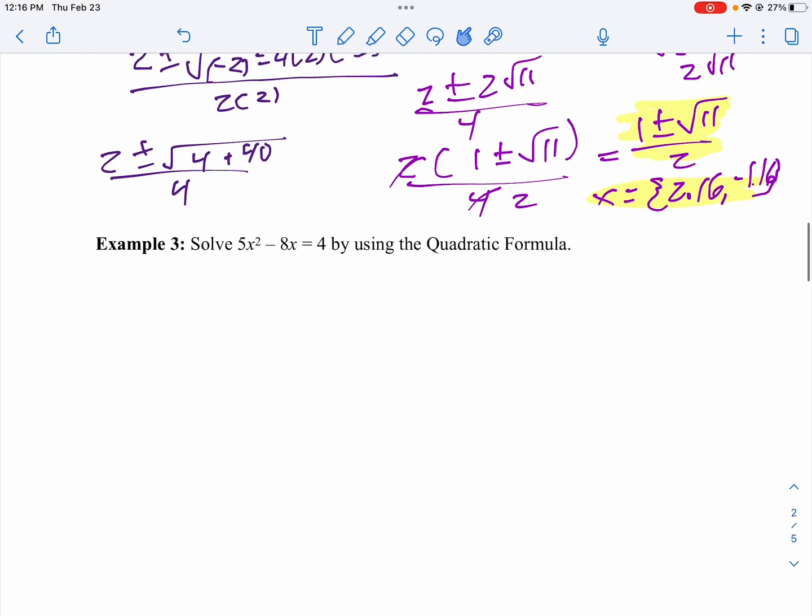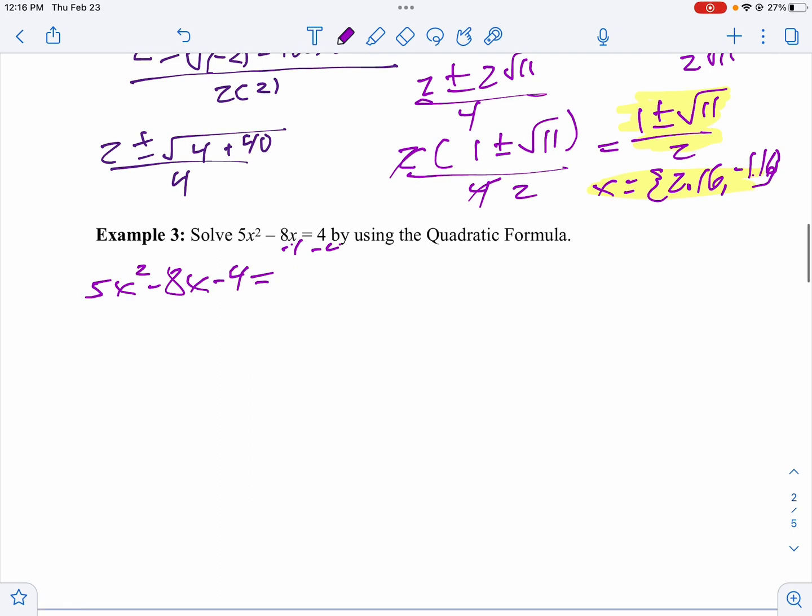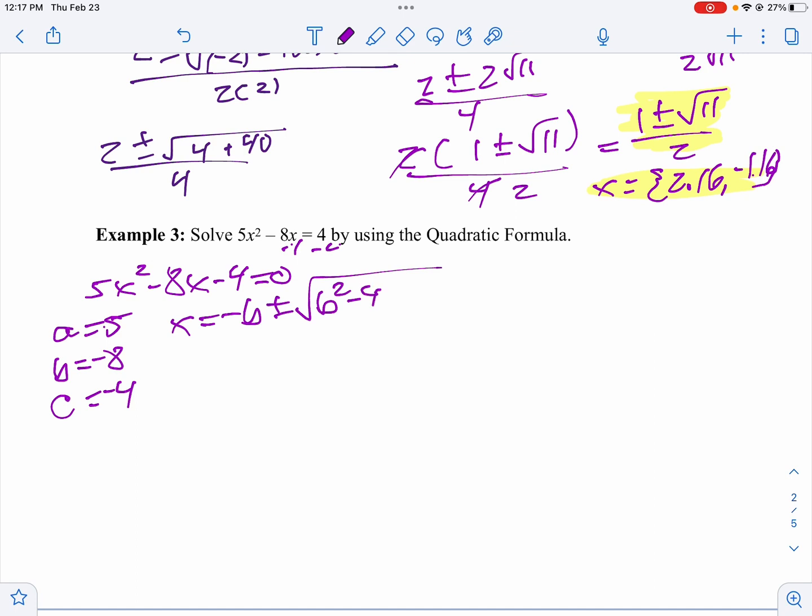Let's take a look at another one. One with a little bit bigger numbers. So first off, I want a minus 4 from both sides. So I get 5x squared minus 8x minus 4 equals 0. So it tells me A is 5, B is negative 8, and C is negative 4. So then I'll say x equals negative b plus or minus the square root of b squared minus 4ac all over 2a.